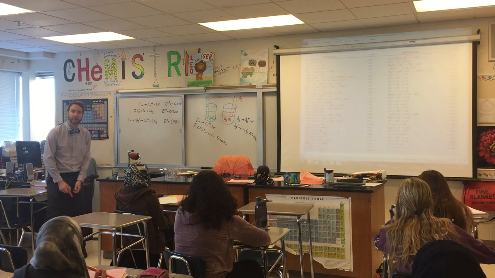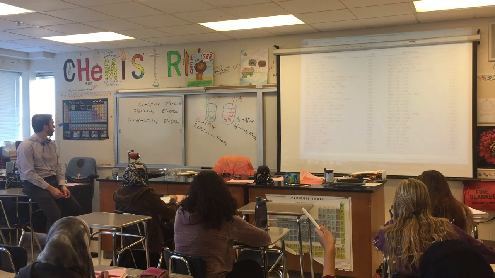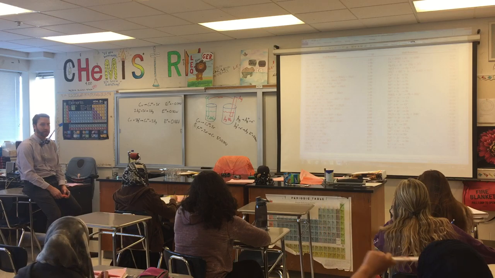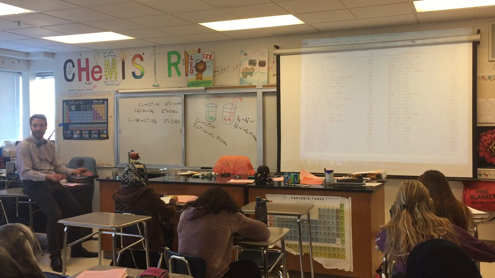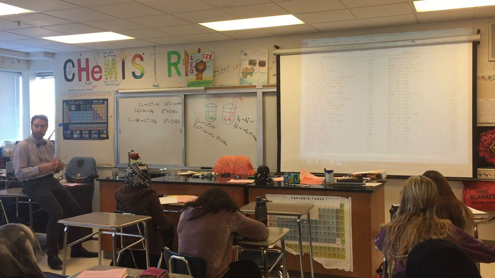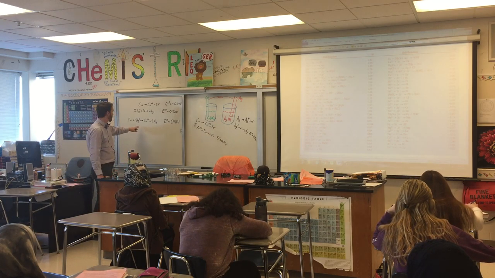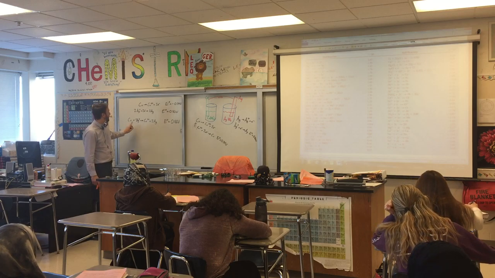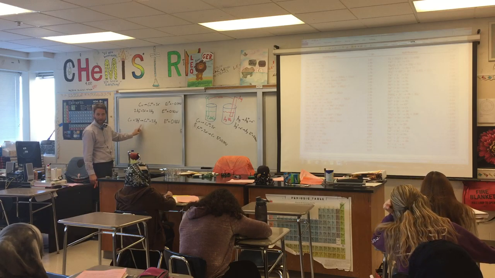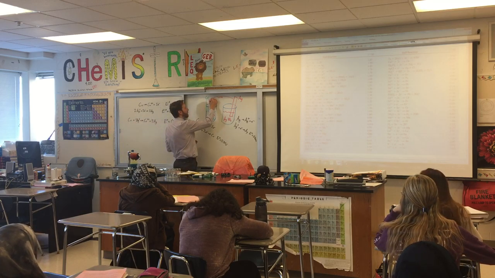Left to right or right to left? Can you say that again? Which way are electrons going to flow? Oh, right to left. From the copper to the silver, or from the silver to the copper? Because silver is losing electrons, so it's good. No, copper is losing electrons. So from the copper to the silver. Yeah. Look at the half reactions. Copper is losing the electrons, silver is gaining them.